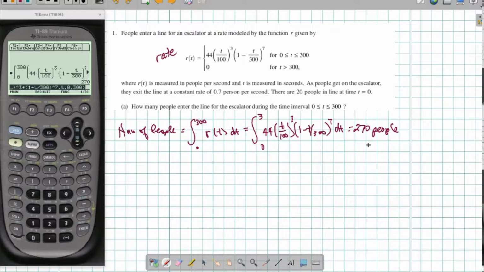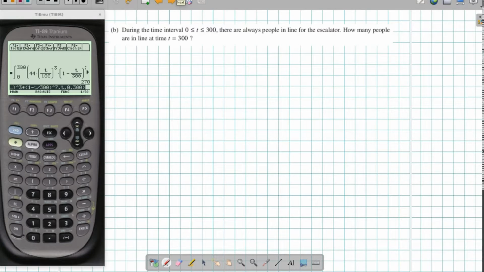So this is 270 people that have gotten in line. These are 270 people getting into line for this escalator over this first 5-minute period, the 300 seconds. For part B, it says during the time interval 0 less than t less than 300, there are always people in line for the escalator. How many people are in line at time t equals 300?